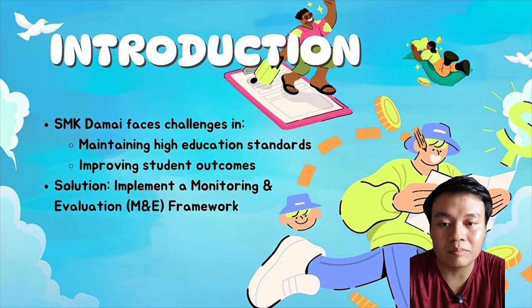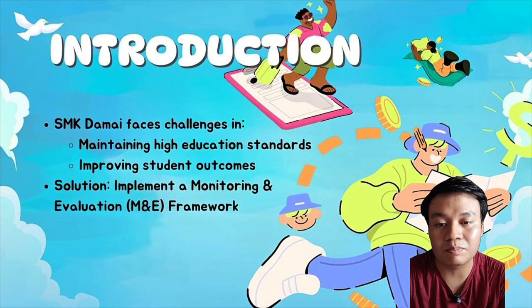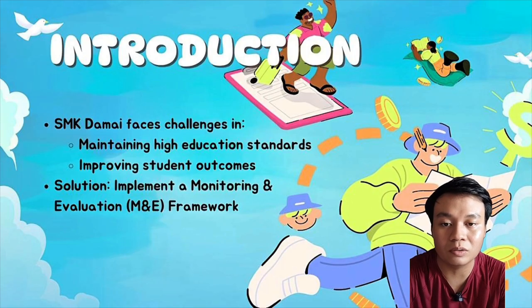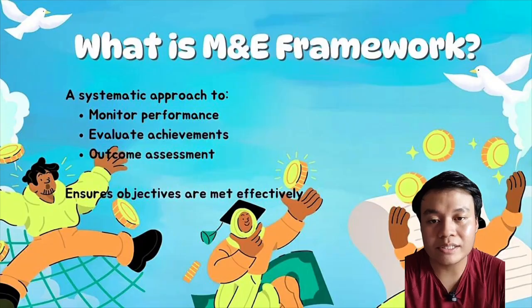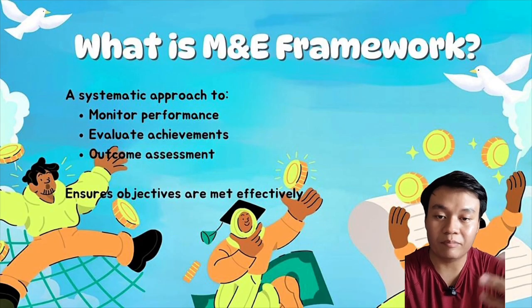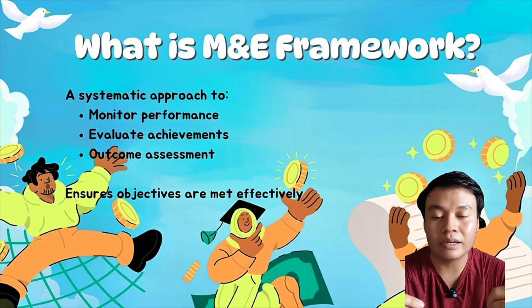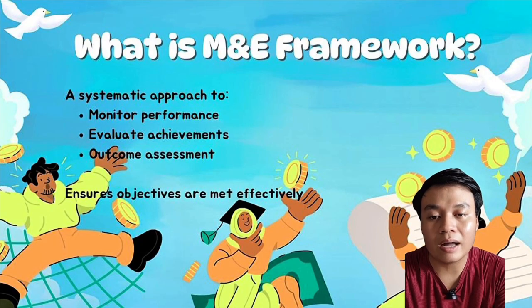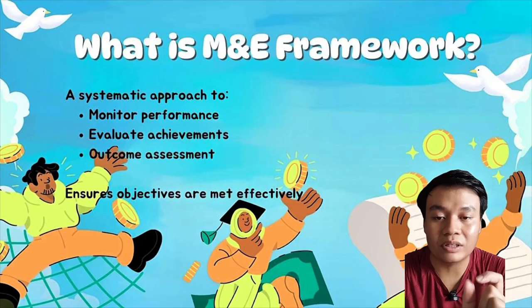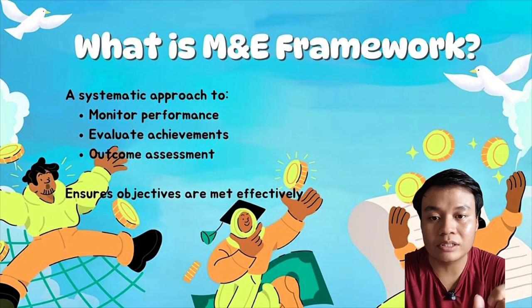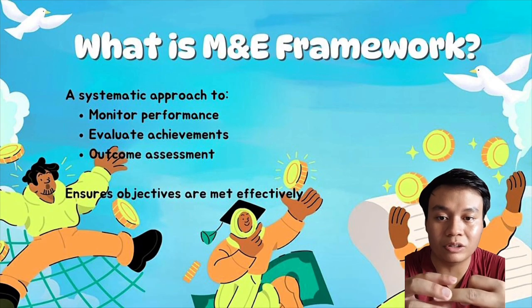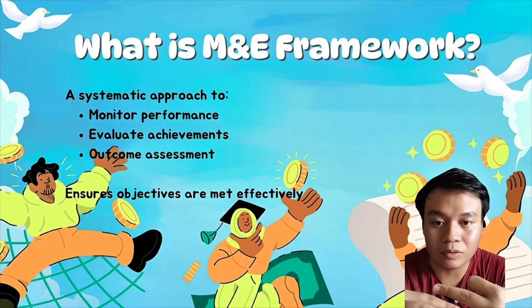Therefore, by implementing the monitoring and evaluation, or M&E, framework, the principal believes it will help to achieve their goals. In brief, the M&E framework is a method that will ensure the objective of the school is effectively reached. This is because the system has three approaches: monitoring performance, evaluating achievement, and outcome assessment.